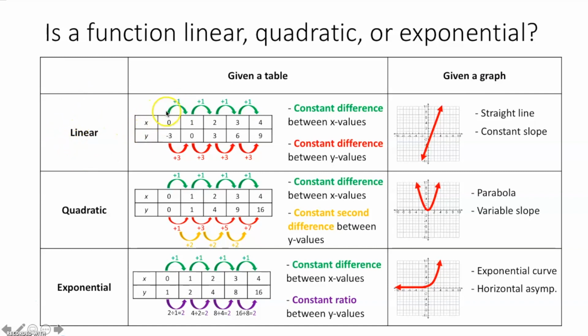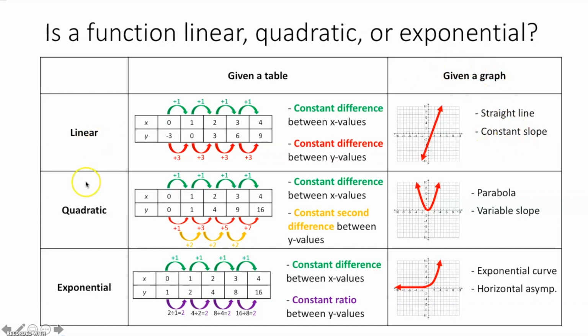If you're given a table and if the x values have a constant difference, they increase by the same amount each time or decrease by the same amount each time, then your y values should increase or decrease by the same amount each time. So here, since our x values are increasing by the same amount each time, 1, you can see that our y values are also increasing by the same amount each time, 3. Therefore, this is a linear function. If you were to graph this, it creates a straight line with a constant slope. So that's how you know if you're given a graph.